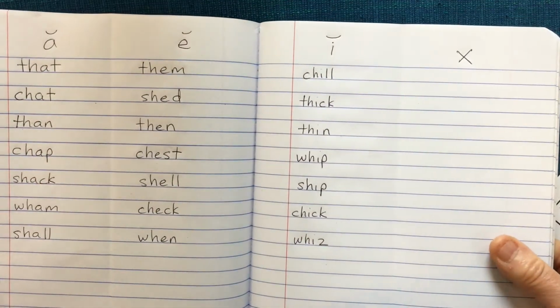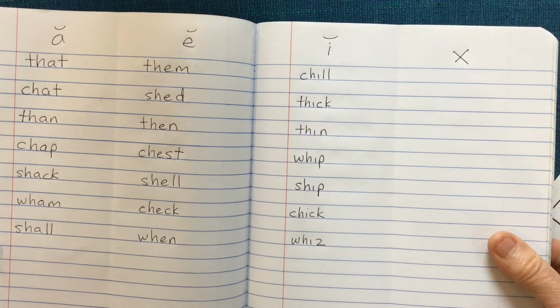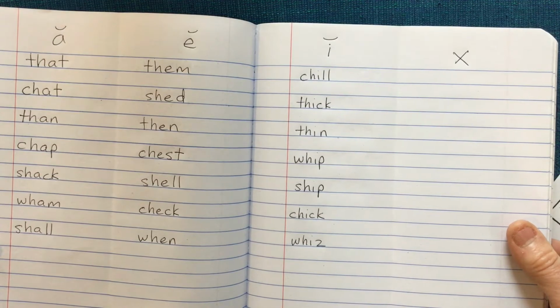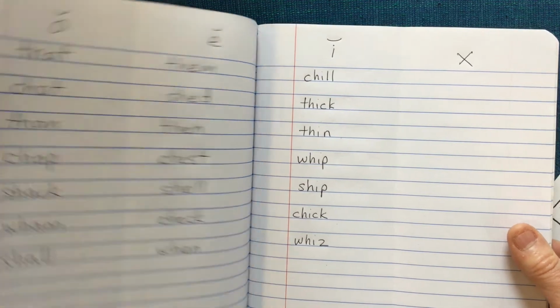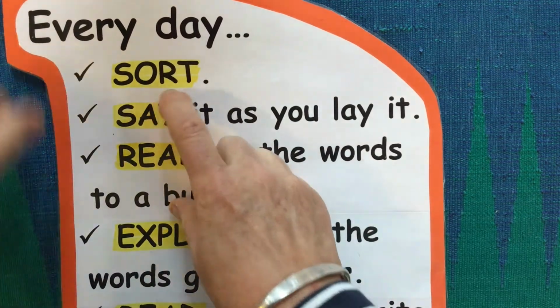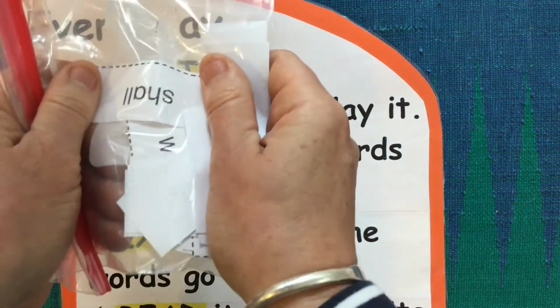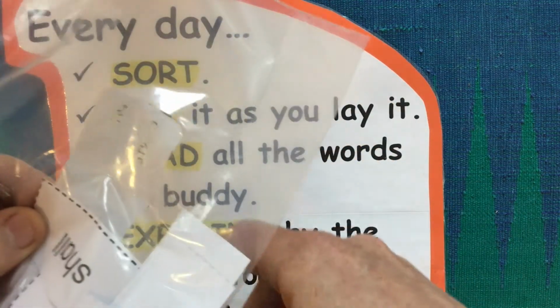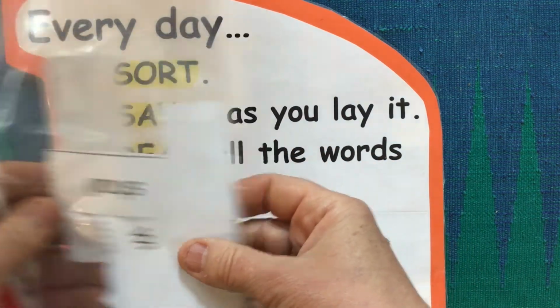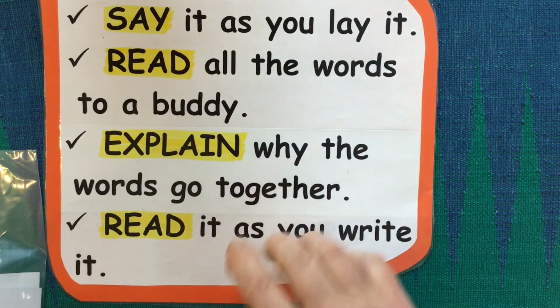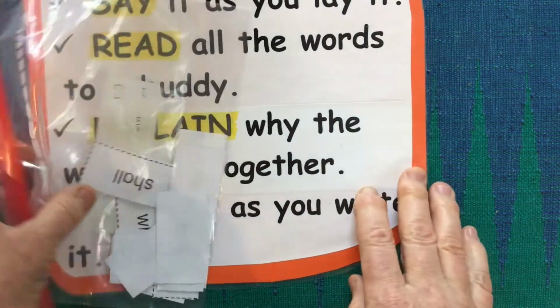And if that sounds a little tedious to you, some students really like this. Some students think it's okay. Some students don't like it so much. But it really is worthwhile for the students. If we're doing this in class correctly and we've had the time to do what we're supposed to do, every day they will be working with this group of words and constantly reading them, writing them, and identifying them by a particular characteristic. Because every day they're going to sort, say it as you lay it, read all the words to a buddy, explain why they go together, and then read it as you write it.